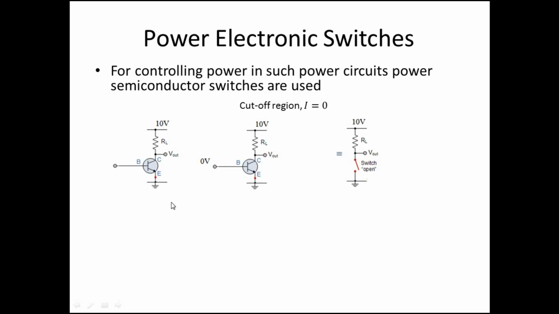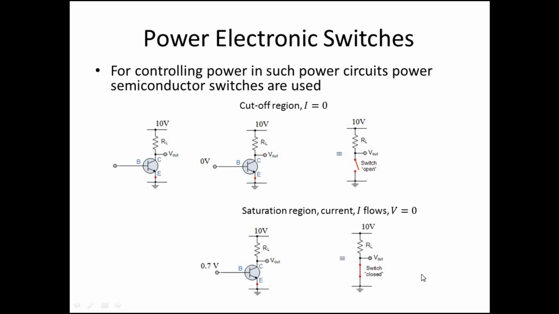Similarly, for the saturation region, this voltage should be above the cutoff voltage, say greater than 0.7 volt. If it is above the required voltage, the transistor will be in the saturation region. Then a current will flow from collector to emitter, but the voltage across C and E will be 0. That means it is equivalent to a switch in the closed condition.